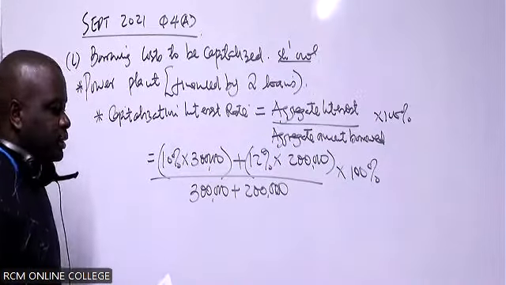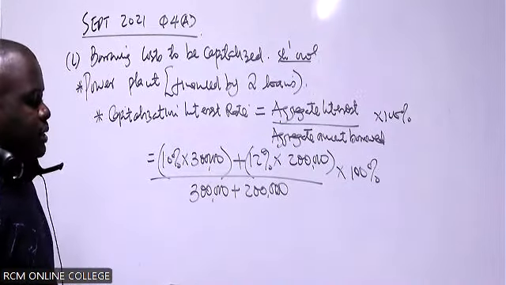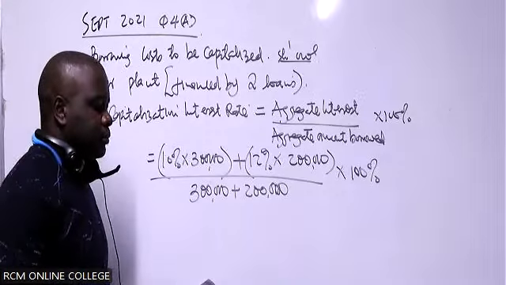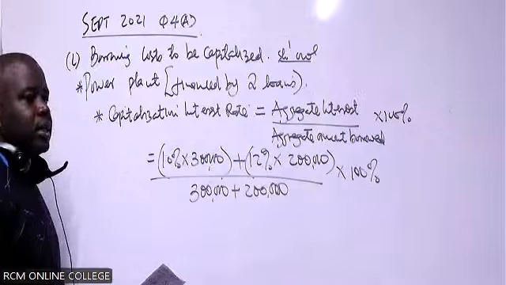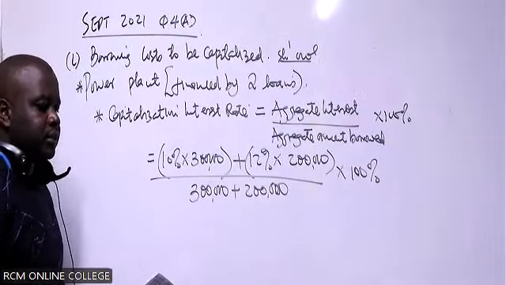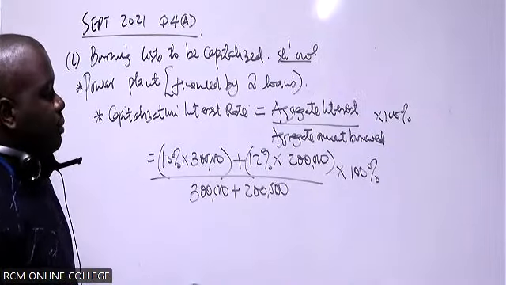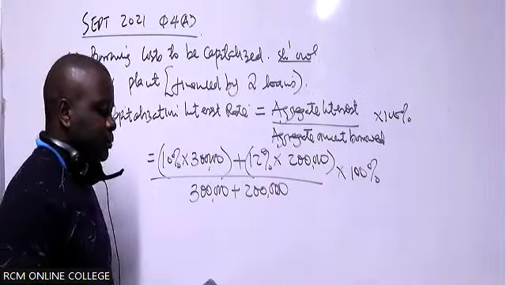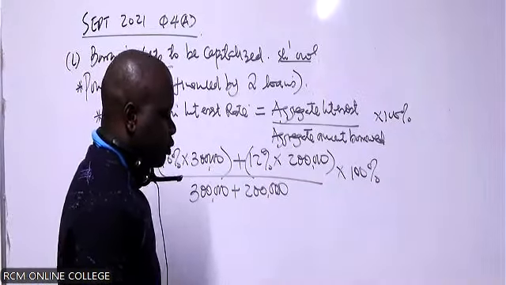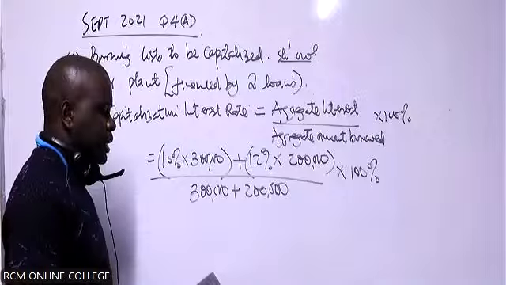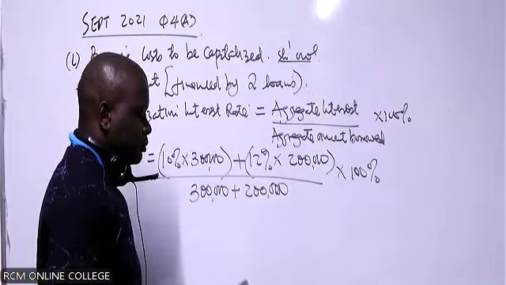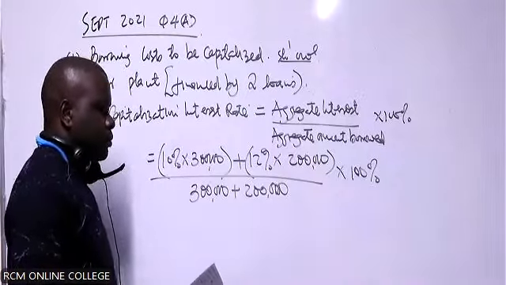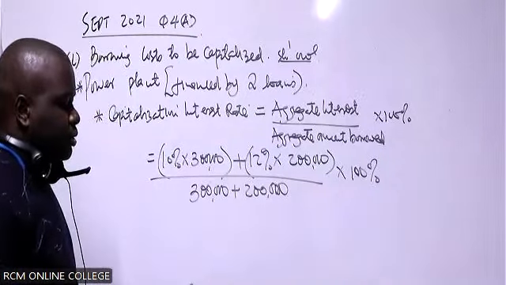Do the calculation. What are you getting as the percentage when you do the calculation? You can round off to 1 decimal place. What are you getting as the capitalization interest rate?